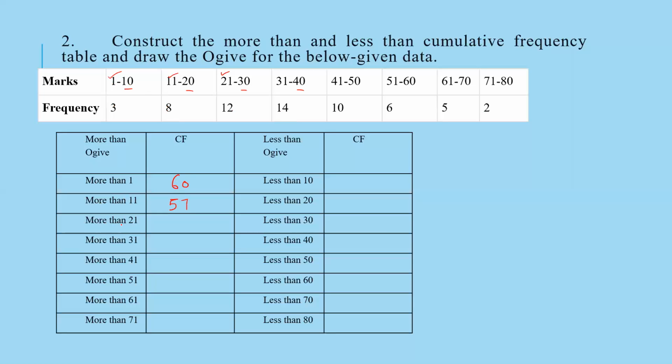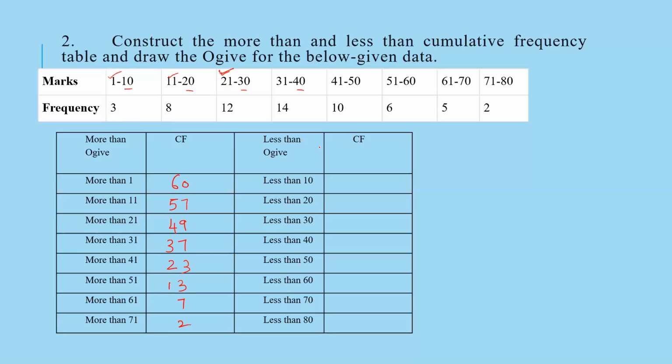So how many have scored more than 21 marks? Right, so that is more than 21, which means you have to minus another 8 from it. So which will land up to be 49. So when we do the similar process, we will be able to fill up the more than ogive table values as follows: 13, 7 and 2.